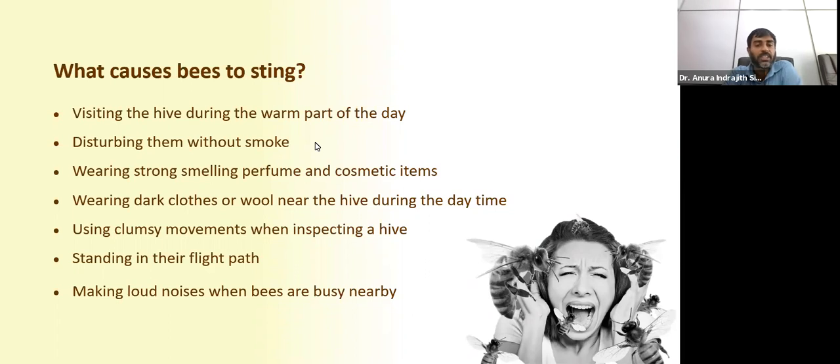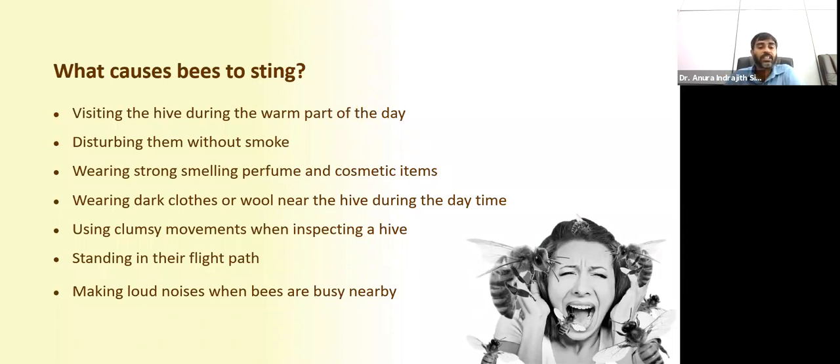So what causes bees to sting? Why are bees actually stinging us? First, visiting the hive during the warm part of the day. If you go and try to handle bees in the middle of the day, they may be under a lot of stress, and they will definitely attack you. Second, disturbing them without smoke. Some people don't like to use smoke when handling, but what will happen then? Bees can communicate very well with each other by means of chemicals, and then they will attack you. There may be a kind of mass attack. When we apply some smoke, we can nullify or reduce the effect of those pheromones, the chemicals, so there is no time for them to coordinate with each other.